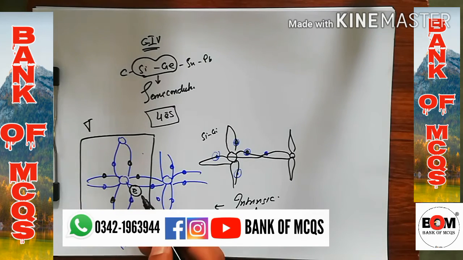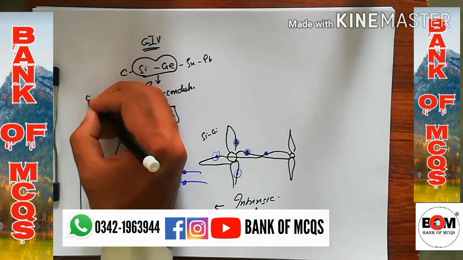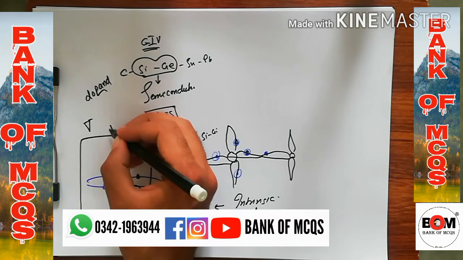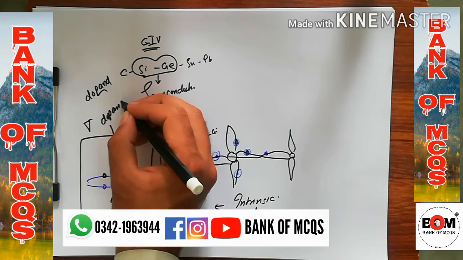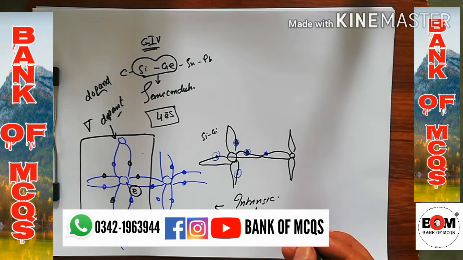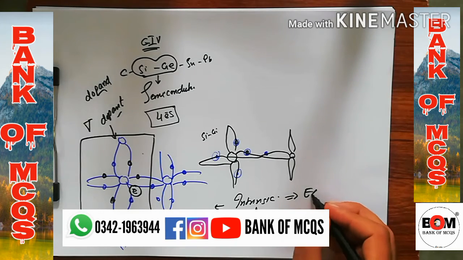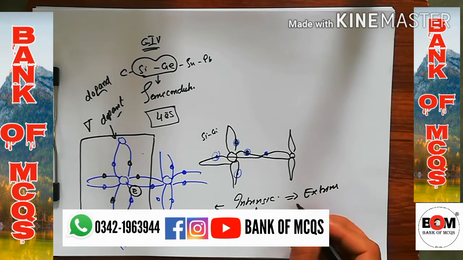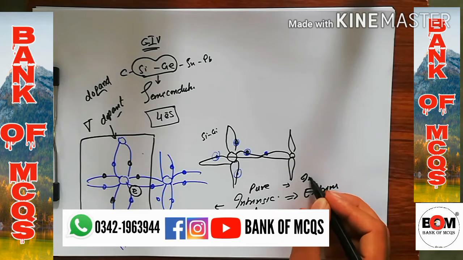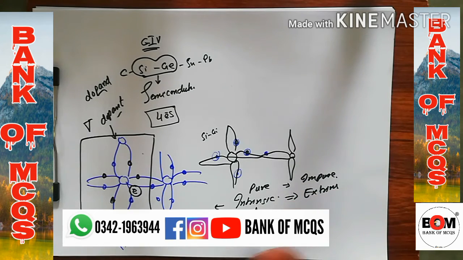Then it will have an extra electron, and this process we call doping. The element we added is called a dopant. In this case, it is nitrogen. The atom added is called a dopant, and this process is called doping. By the doping process, we convert an intrinsic semiconductor to an extrinsic one, from pure to impure, so that it can carry electricity and we can use that.